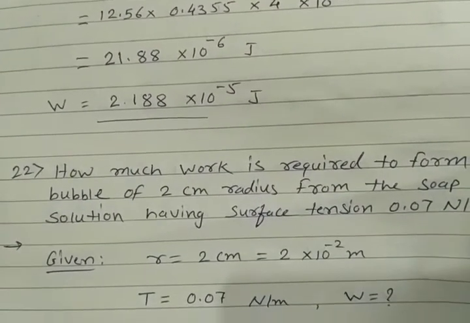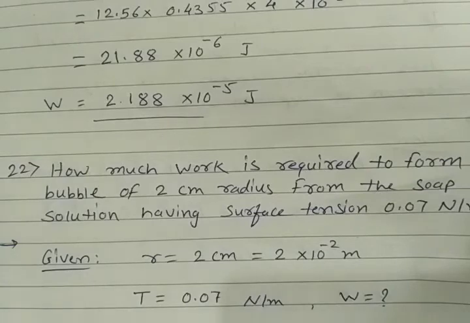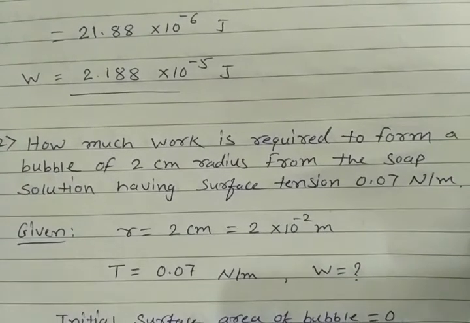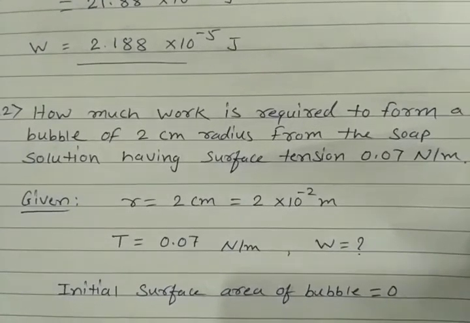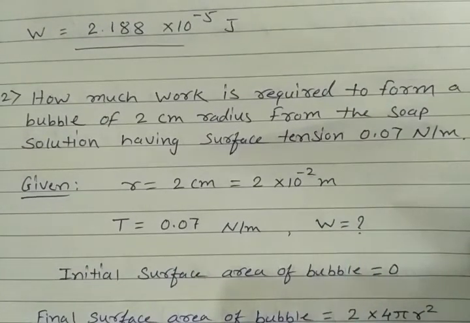Now numerical number 22. How much work is required to form a bubble of 2 centimeter radius from the soap solution having surface tension 0.07 Newton per meter? So what is given? We have radius of bubble 2 centimeter converted into meter, so it is 2 into 10 raised to minus 2 meter. The surface tension is 0.07 Newton per meter, and we have to find the work.